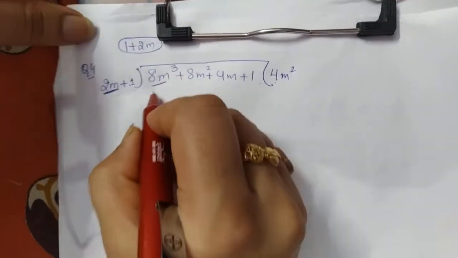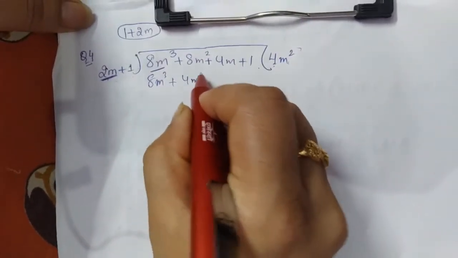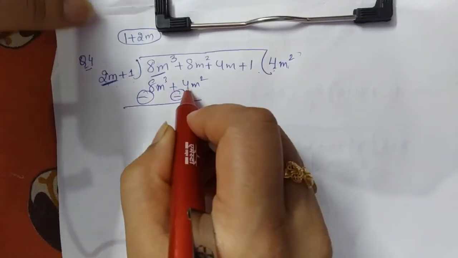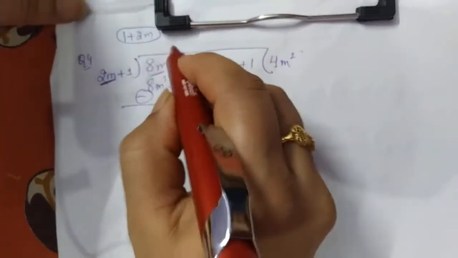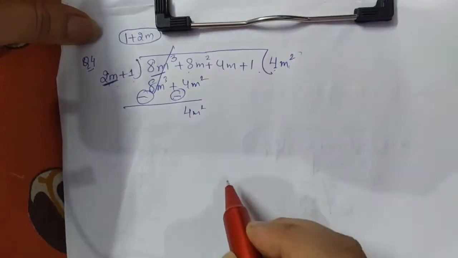4m square with 2m, 8m cube. 4m square with 1, 4m square. Do the subtraction. So, दोनों positive terms थे. So the new symbol will be minus. This is completely cancelled, and 8 minus 4 is 4m square.